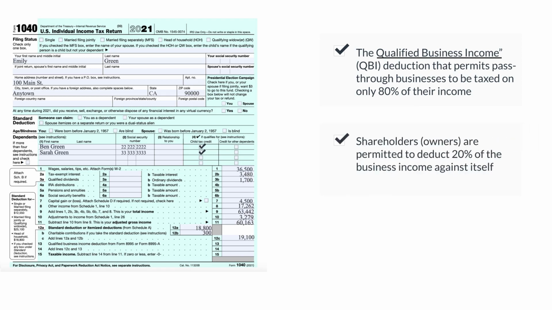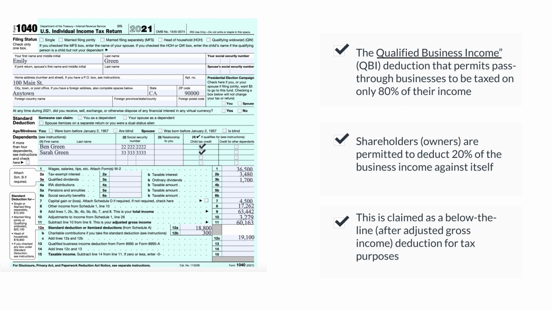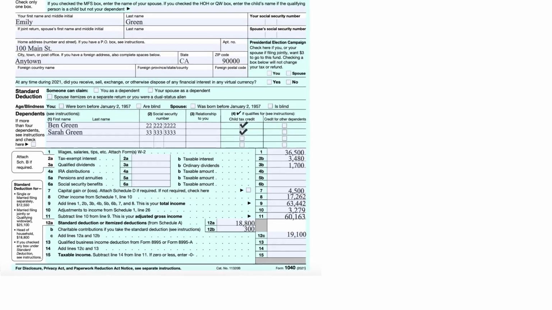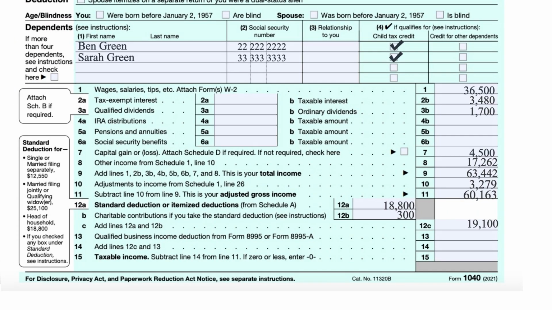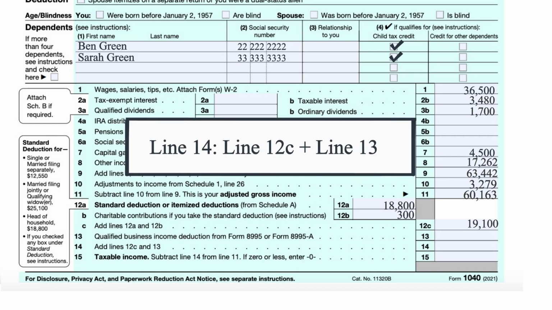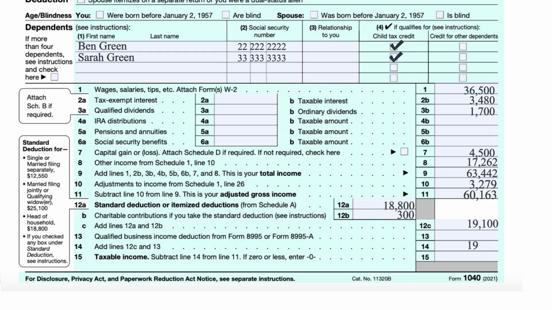The core of the qualified pass-through business income deduction is that shareholders will simply be permitted to deduct 20% of the business income against itself, which can be claimed as a below-the-line, after adjusted gross income, deduction for tax purposes and entered here on line 13. Going on to line 14, which is for adding 12C, the taxpayer's total itemized or standard deduction, and 13, which was the qualified business deduction.